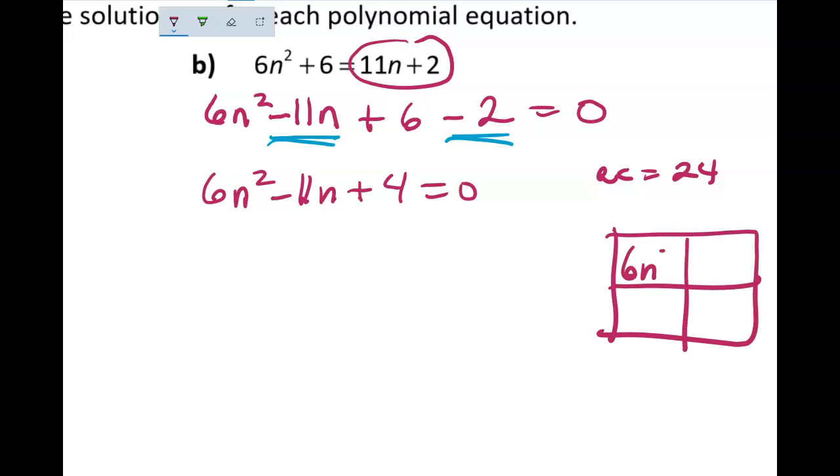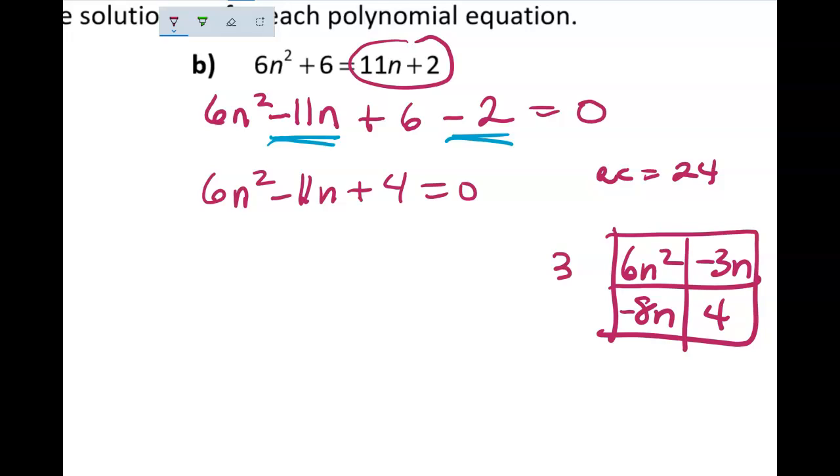So when we're looking to split the middle term, we're going to look for two factors of positive 24 that add up to negative 11. Well, factors of a positive number can either be both positive or both negative. And negative 8 and negative 3 will work nicely to add up to negative 11.